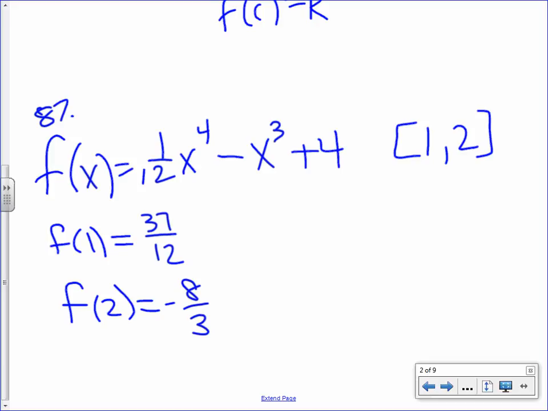So first of all, our defense would be the intermediate value theorem. We start at a height of 37/12 and end at a height of negative 8/3. So somewhere between 1 and 2, we're going to have a height of 0. So as long as one of your function values is above the x-axis and one is below, it's going to have to pass through the x-axis.